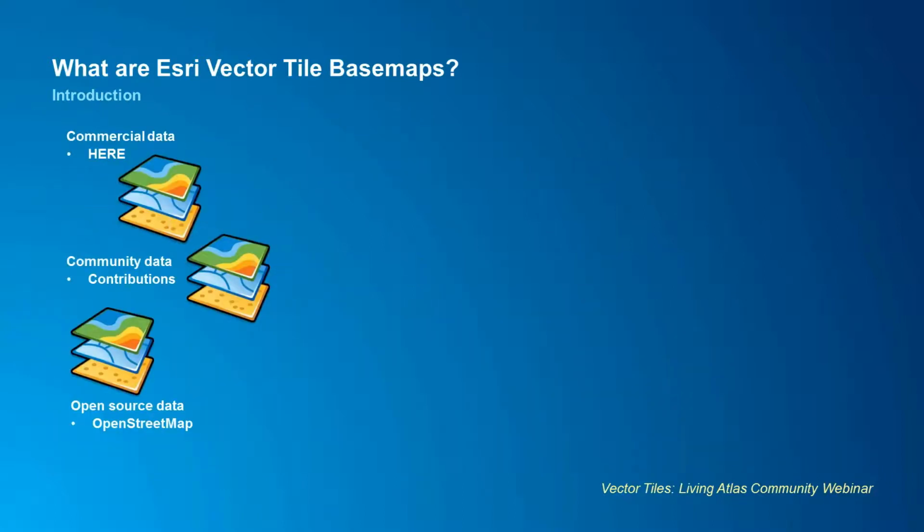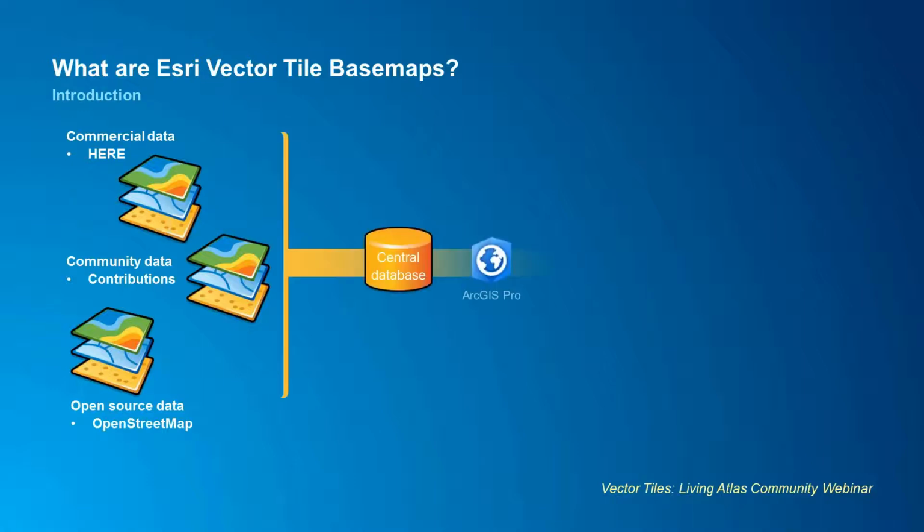The source of our vector tile basemaps is exactly the same as our raster basemaps. It's from three main sources: commercial data, primarily Esri, community data contributions, and open source data such as OpenStreetMap. That data goes into our central database, and with the vector basemaps, we're using development version ArcGIS Pro tools to export a single tile set.